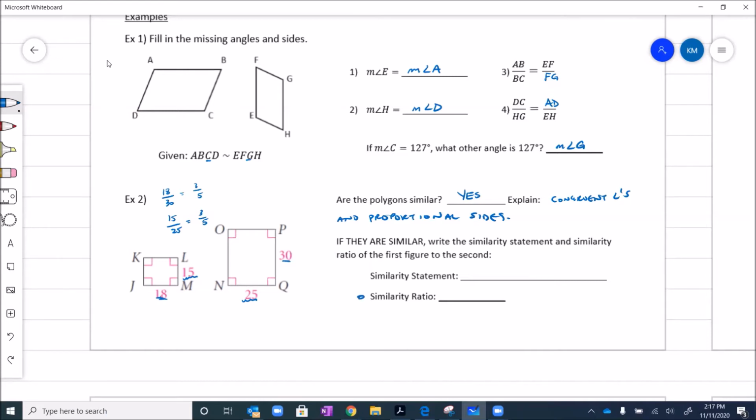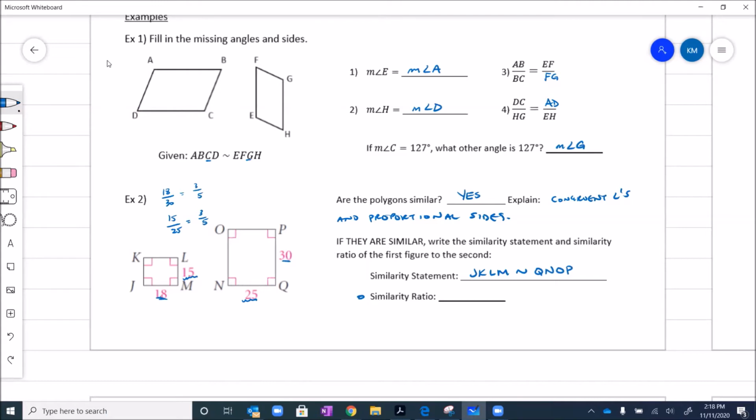It says if they are similar, write the similarity statement and similarity ratio of the first figure to the second. So my first figure to the second means I'm going to write J, K, L, M first. Not necessarily in that order, but I'm going to write that order. So I go from short side to long side. So I'm going to make sure I do the same thing here. Short side to long side, I'm going to say QN OP. So JKLM is similar to QNOP.